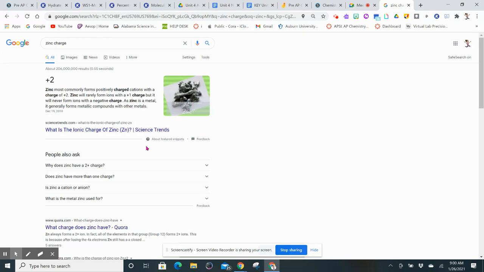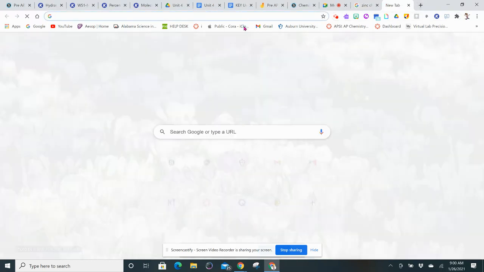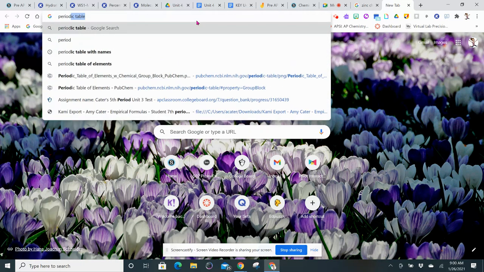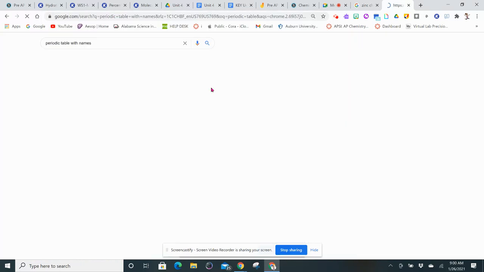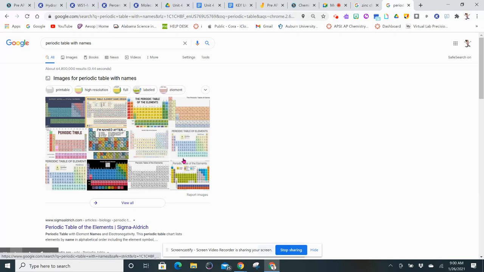Hydrogen is always a +1, even though it's in group 1, it is not a metal, and it's a +1 charge. Okay? So what I would do as far as identifying something as being a metal or a non-metal, let me pull up a periodic table. You'll have a periodic table on your test.